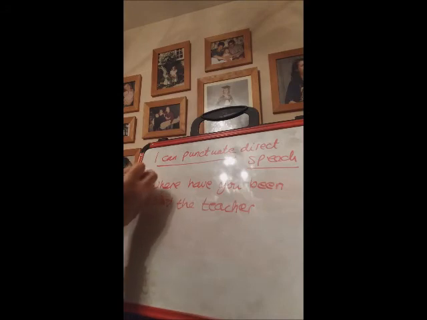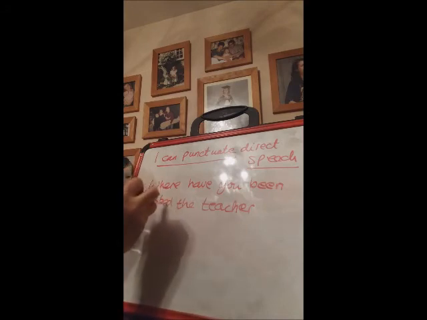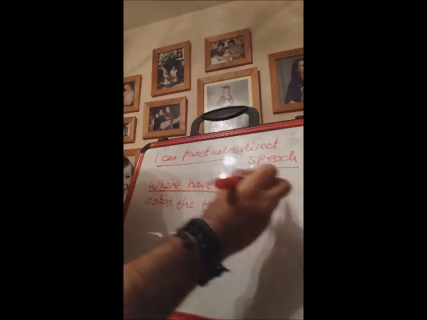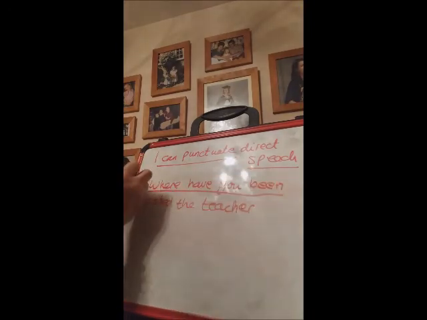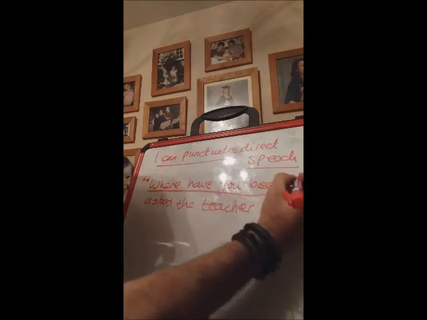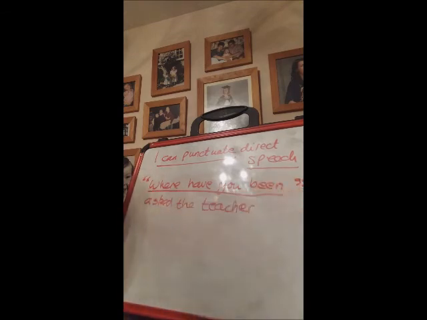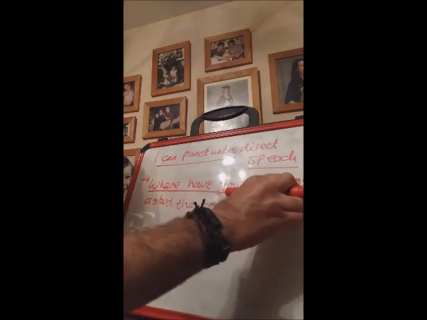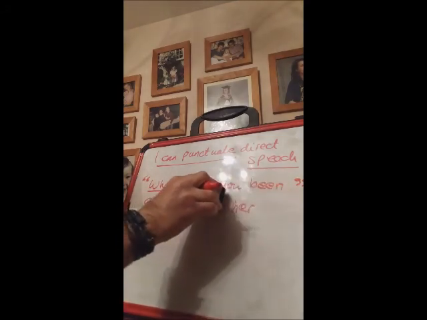So let's underline what the teacher actually says. So the teacher says, where have you been? So therefore, open speech marks goes there at the beginning of the underline, and then closed speech marks goes here at the end of the underline. Now, let's get rid of the underline because we don't really need that.